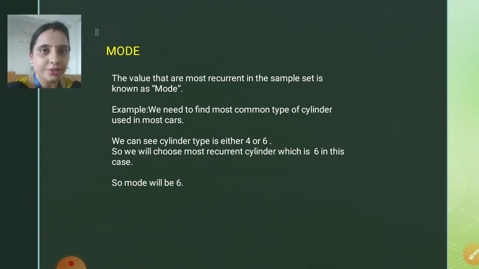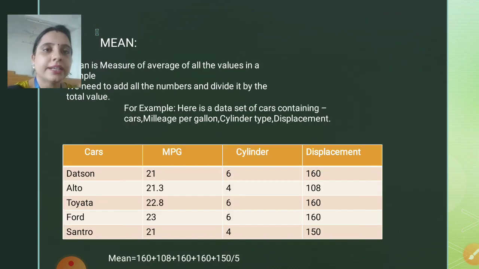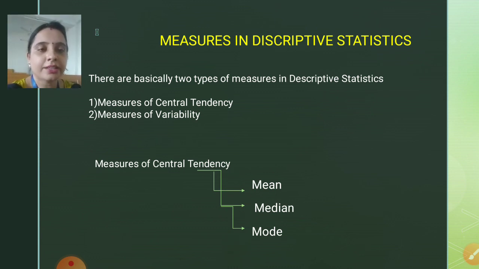So that's all for today's lecture, students. We have seen the measures of central tendency. Now in our next topic we will be covering the measures of spread, that is measures of variability. So see you in our next lecture with our next topic soon.